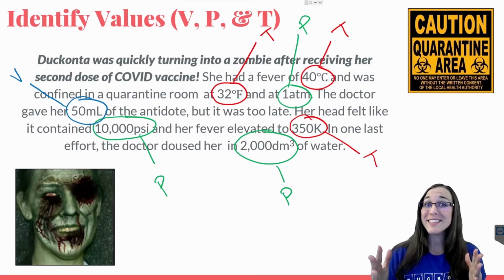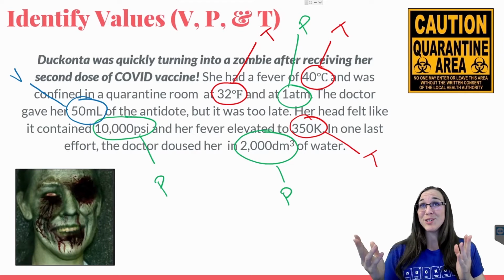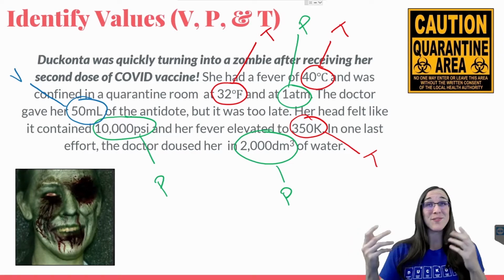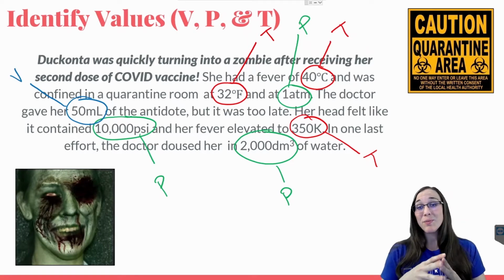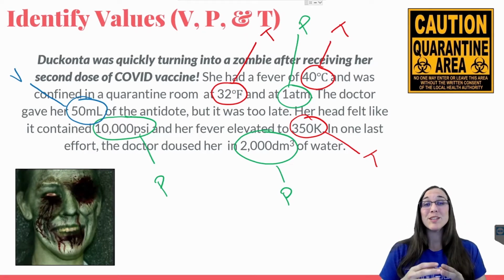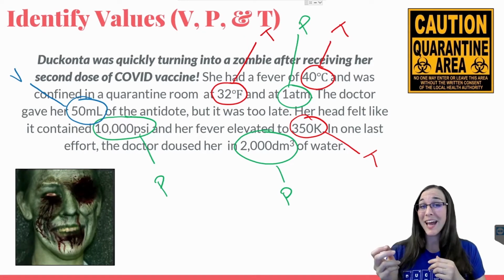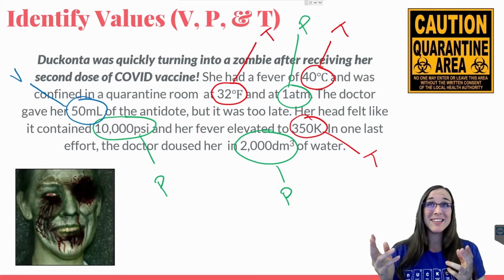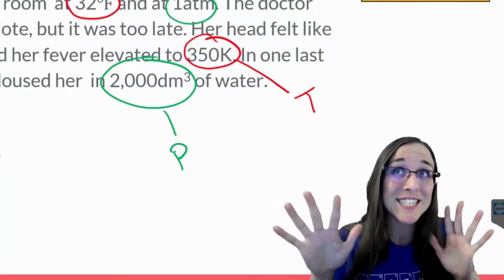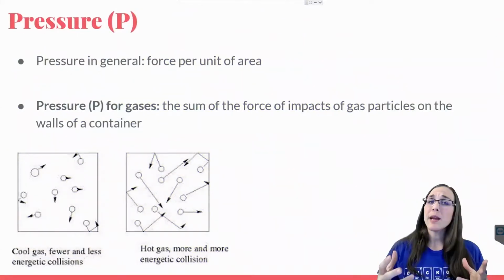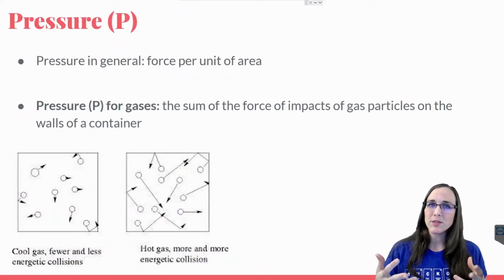Hopefully you correctly identified the units for temperature as the 32 degrees Fahrenheit, the 40 degrees Celsius, and the 350 Kelvin. The units for pressure were 1 atm, the 2,000 decimeters cubed, and the 10,000 psi. That's pounds per square inch. And the one volume unit I had in there was the 50 milliliters of the antidote after I received my second dose of COVID vaccine. Dun dun dun! Zombie.